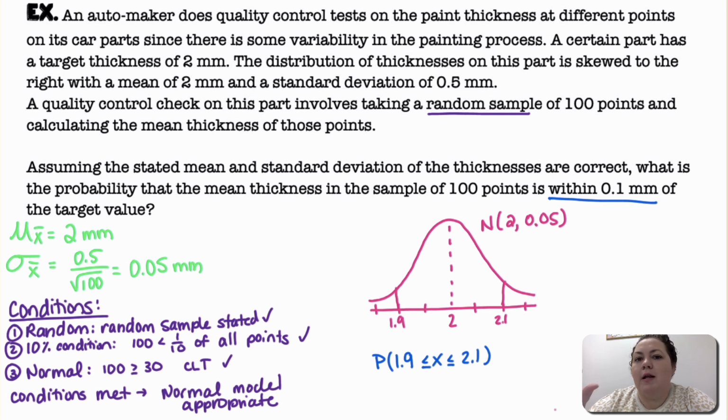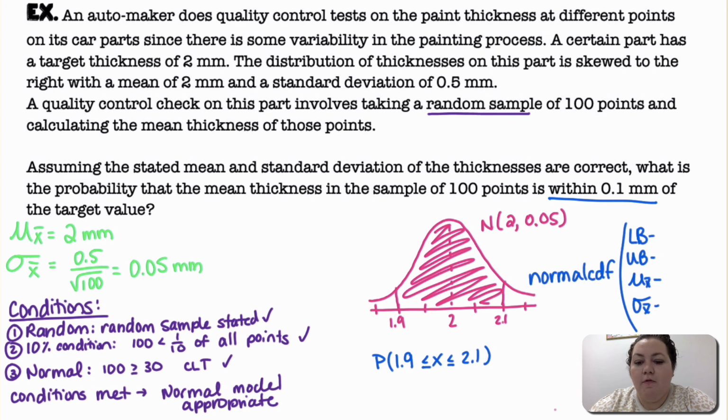We know from the 68, 95, 99.7 rule that it's going to be about 95%. But I'm going to go ahead and do a normal CDF. My lower bound is 1.9, my upper bound is 2.1, my mean is 2, and my standard deviation is 0.05, and I get 0.954, which is pretty close to what we would have expected using the empirical rule.